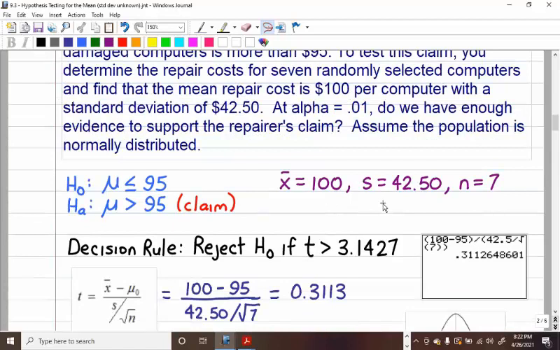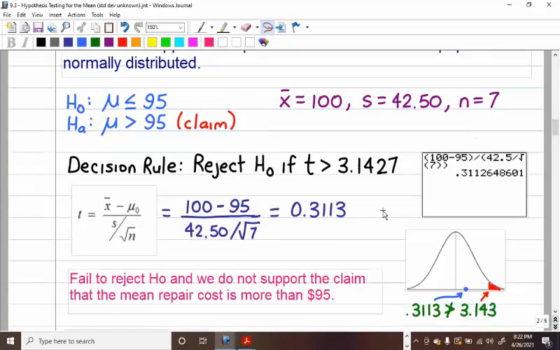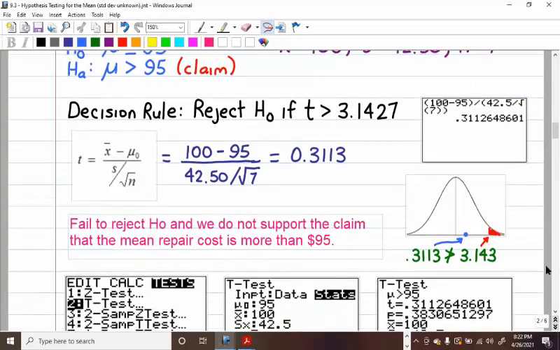So we're going to reject if the T is greater than 3.1427. And here's the test statistic using the formula. Like I say, I'll show you the t-test here in a minute. And it comes out 0.3113. Well, I think it's easy to say that 0.3113 is certainly not greater than 3.143. So it's fail to reject. And since the claim was the alternative, we fail to reject the H-naught. We do not support the claim that the mean repair cost is more than $95.